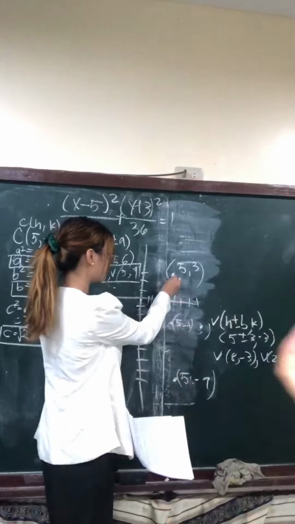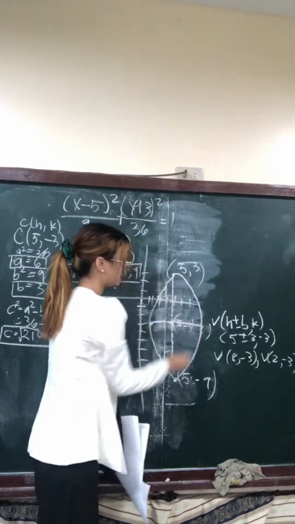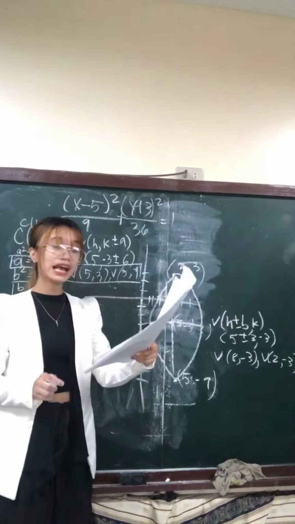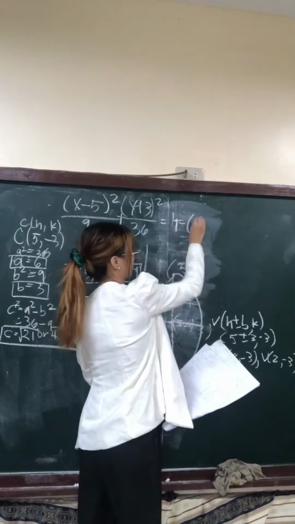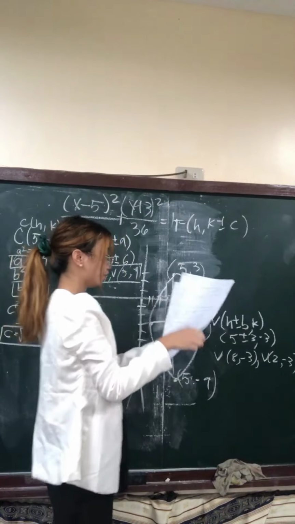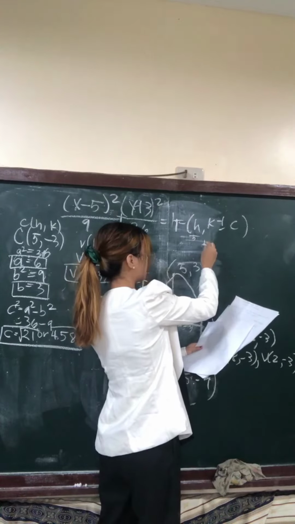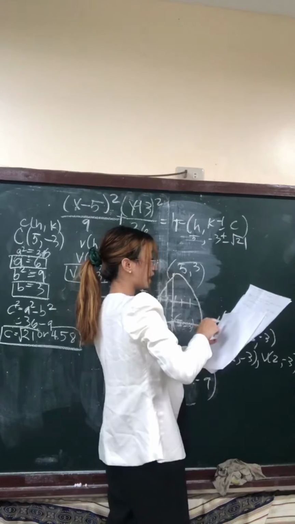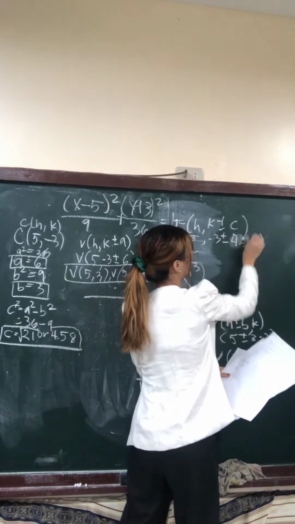And now we can conclude how our ellipse looks. For the foci, we have h, k positive and minus c. Since our h value is 5 and our k value is negative 3, positive and minus the square root of 21, or as we have the square root of 21 equal to 4.58, we can directly write it down.